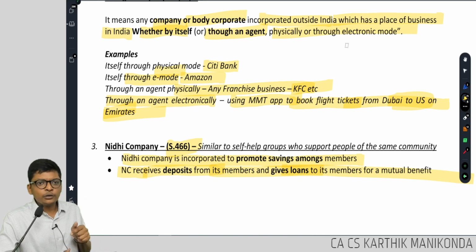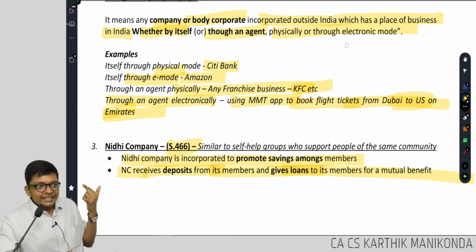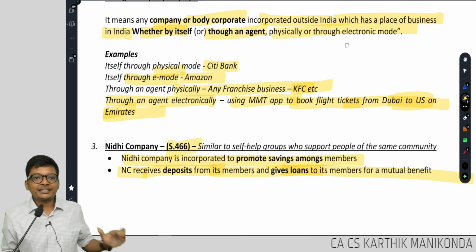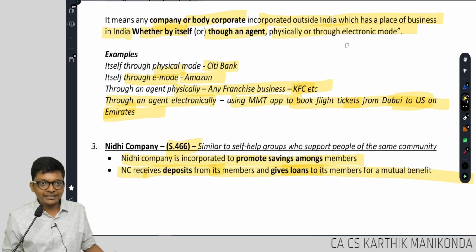Sir, where will you teach this, sir? Where will this come in our syllabus? It will come. When I teach you other chapters, other provisions, they will give some exception: this is not applicable for a Nidhi company. At that time you should not ask me, what's a Nidhi company? Are you following, guys? That's it.